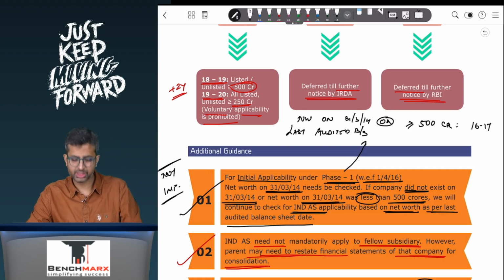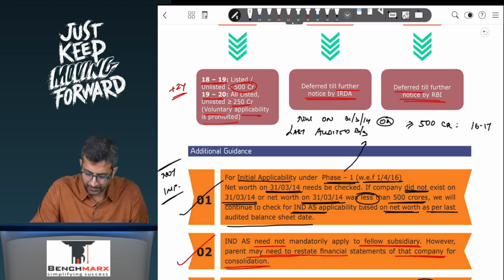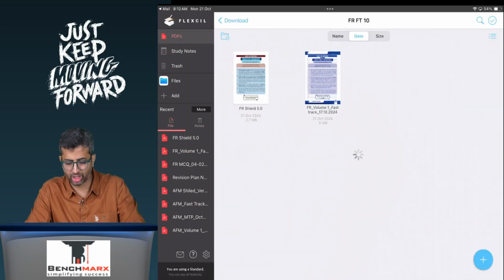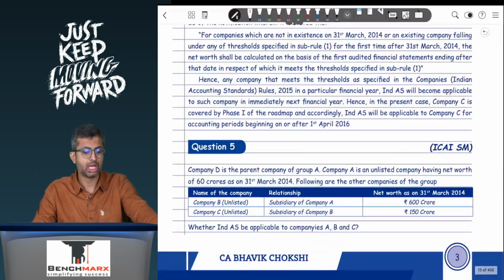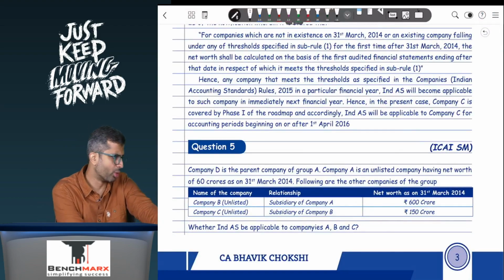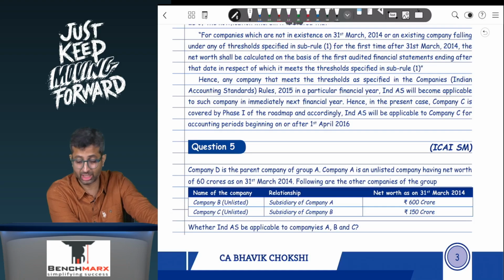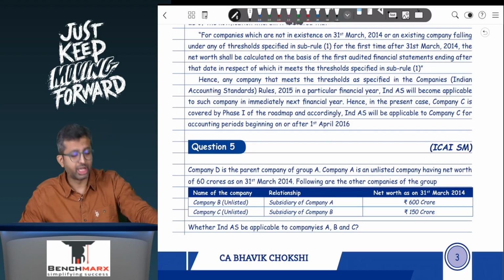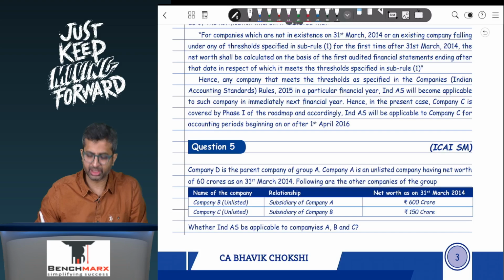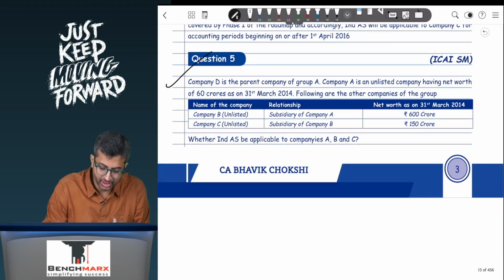Are we clear with this? Yes, net worth is net worth on 31st March 14 or last audited balance sheet, either of the two has to be greater. So the first 4 questions were the questions which the institute was asking for the net worth. The next 4 questions are questions which can even come in your exam. Most of these are linked to group applicability. Let us go to question number 5.